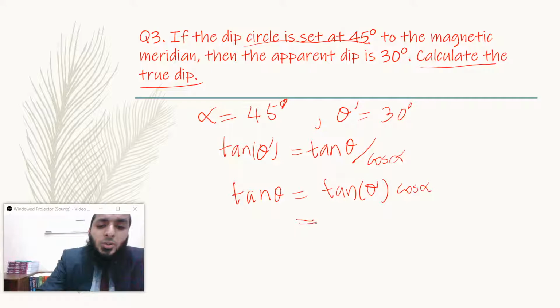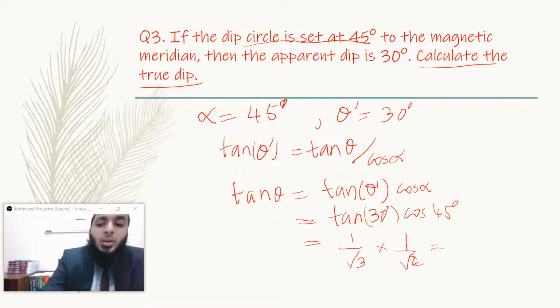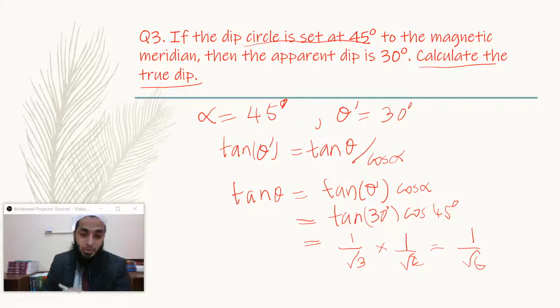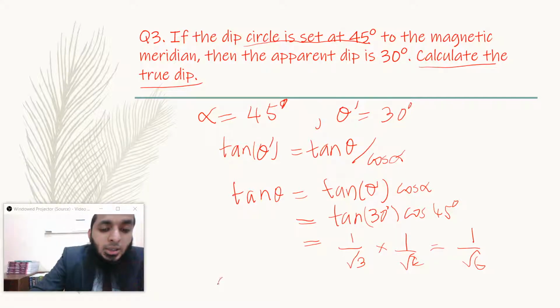Now just substitute, it's a very simple question. Tan of, what is theta dash? 30 degree, into cos of 45 degree. So clearly tan 30 degree is 1 by root 3 and cos of 45 degrees is 1 by root 2. So this will be nothing but 1 by root 6. So tan theta is 1 by root 6, so theta is clearly tan inverse of 1 by root 6. This is the answer.